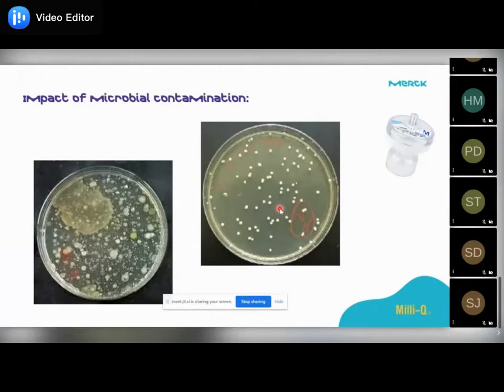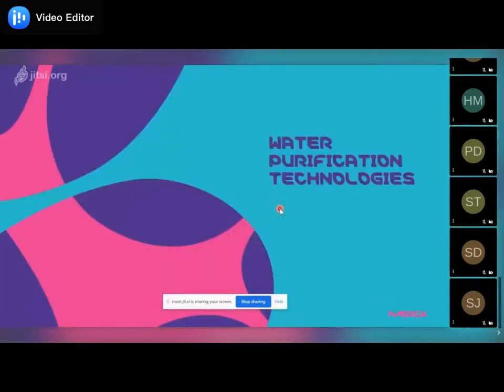So if we are not taking care of our water quality on a day-to-day basis, if we are not really monitoring it, this may create a lot of challenges. And for that, we need proper filtration and a proper purification system in place, which will give us complete visibility, and also help us understand what water quality we are getting.